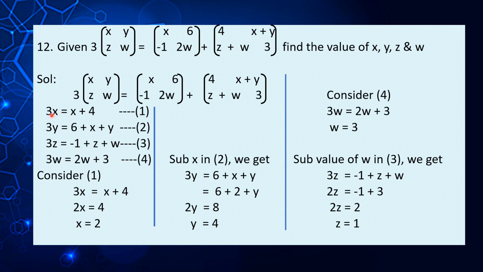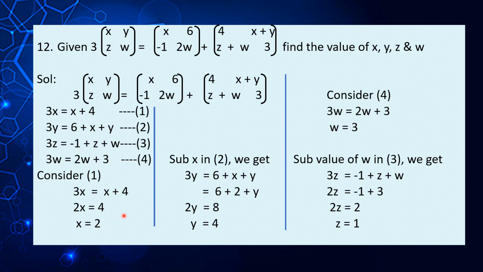equations, that are 3x equal to x plus 4, 3y is equal to 6 plus x plus y, 3z equal to minus 1 plus z plus w, 3w is equal to 2w plus 3. Give them each equation 1, 2, 3 and 4, and consider equation 1 to find the value of x, that is 3x is equal to x plus 4, which would give us 2x is equal to 4, x would be equal to 2.